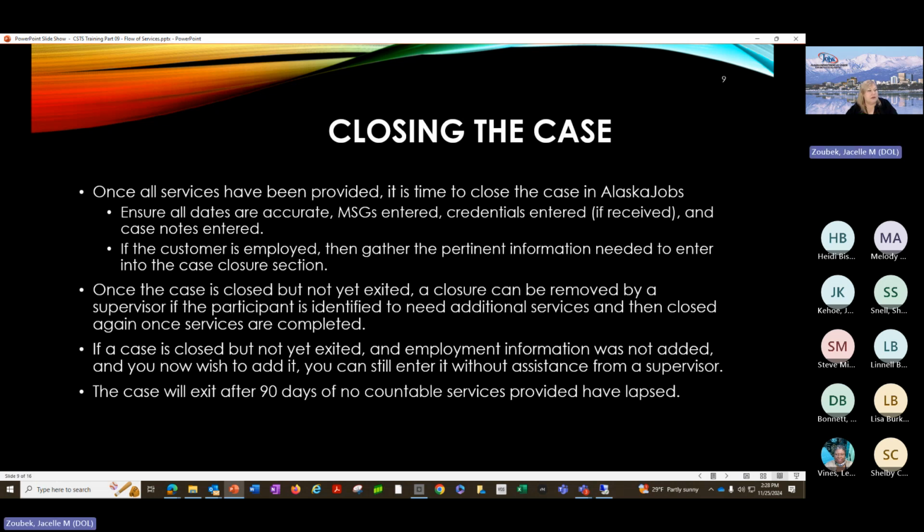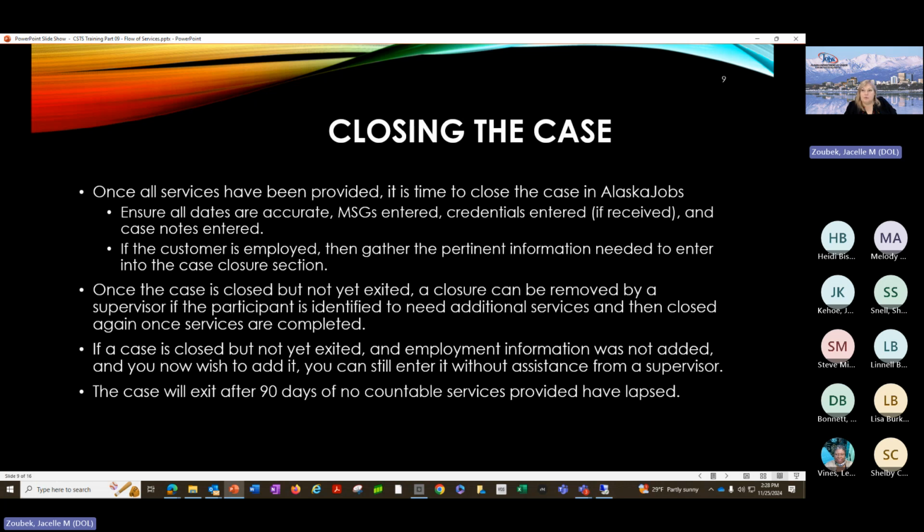If a case is closed but not yet exited and employment information was not added, and they ended up getting a job before exit, you can still enter that, and you don't need any special permissions from a program coordinator. You can simply edit and say yes for entered employment, and then add that information and save that in the closure section. That case is going to exit after 90 days of no countable services.